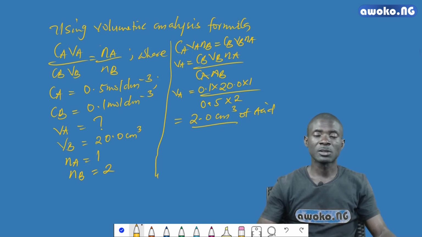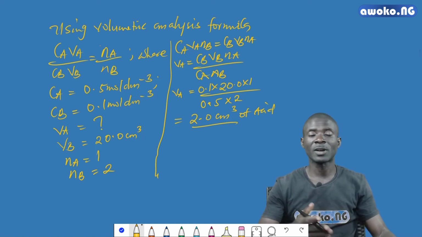So this is the volume of the acid that is used in the question. That gives us our volume of acid as Va. It is as simple as that. Knowing the number of moles of the acid and the base and the concentration of either the acid or the base, we can simply calculate the volume of the acid or the base in titration or in volumetric analysis.